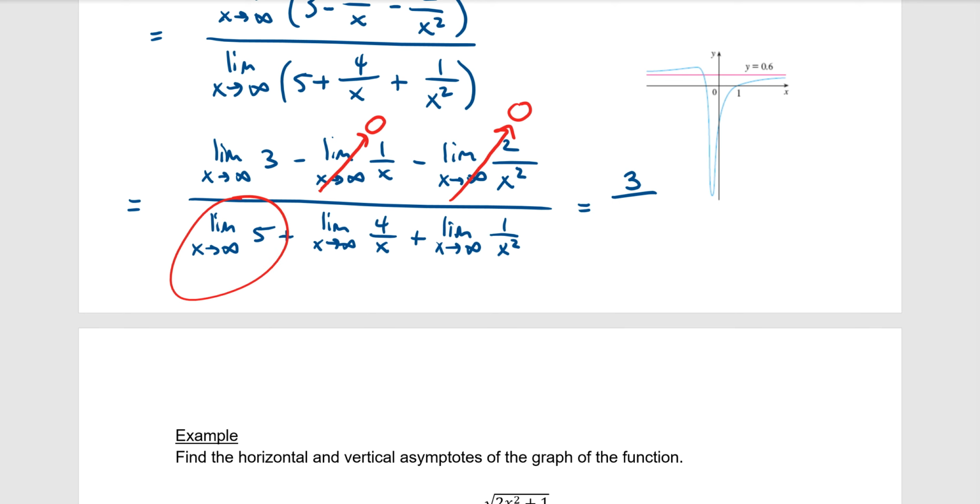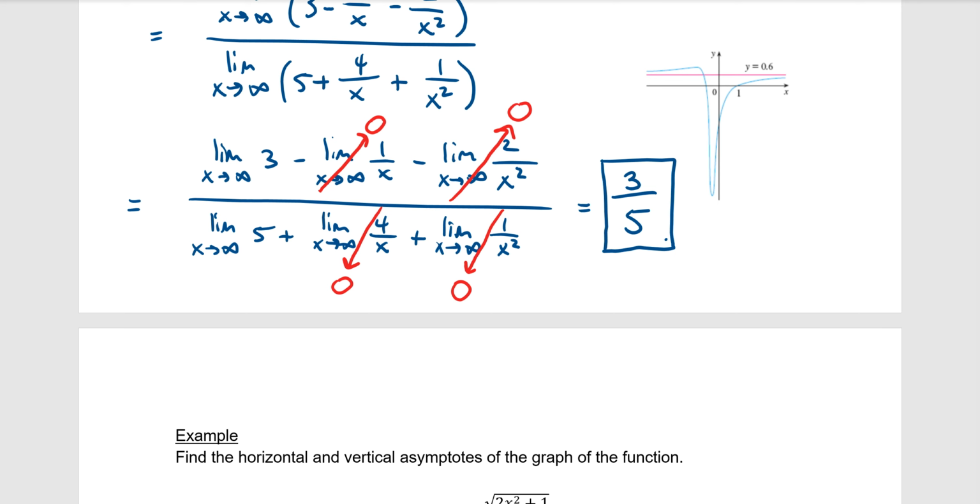Denominator, we have the limit as x approaches infinity for 5, which is 5. And then we have 4 over x as x approaches infinity, that's going to be 0. And then 1 over x squared, once again, is 0. Okay, so this actually just equals 3/5, and that is our answer.